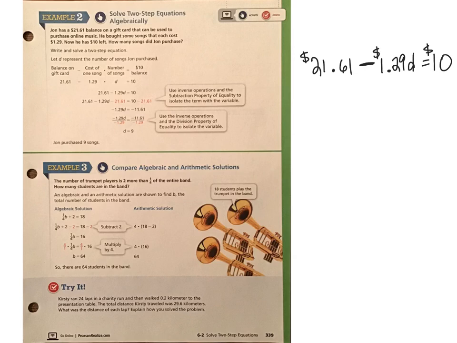Okay. So this is what the equation looks like. Because we are trying to figure out how many songs he purchased, we need to know how much he spent on songs. So in order to know how much he spent on songs, we're going to take away that balance from both sides. Bear with me here.